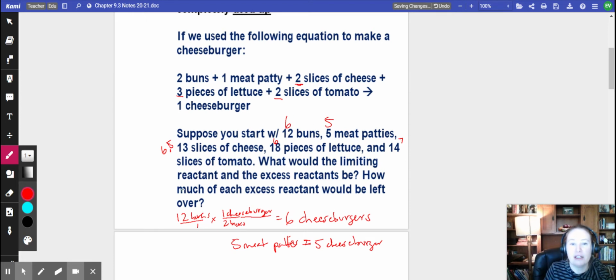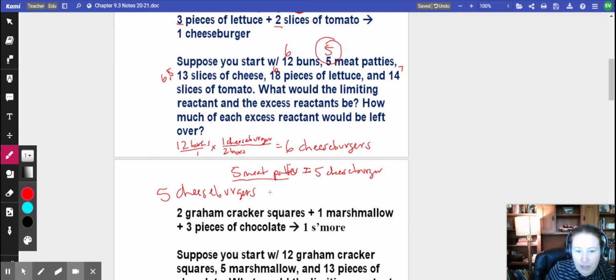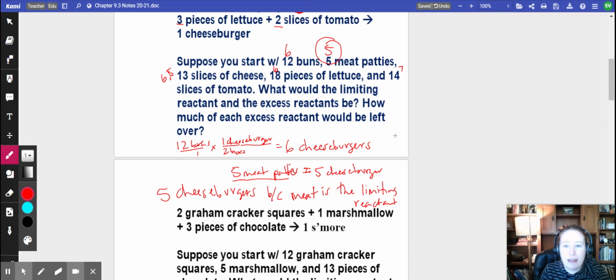So how many cheeseburgers can I actually make? Well, it's the number that makes the fewest, and that is 5. So because I will run out of meat patties, 5 cheeseburgers is the number that I can make before I run out of my limiting reactant. Okay, 5 cheeseburgers because meat is the limiting reactant. Limiting reactant.